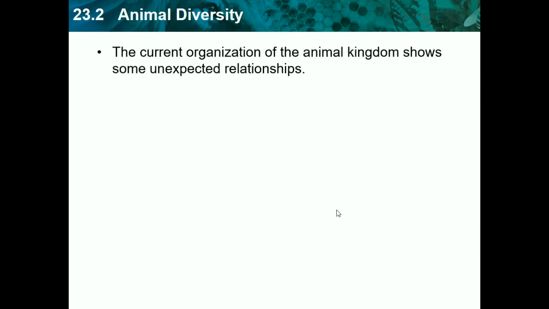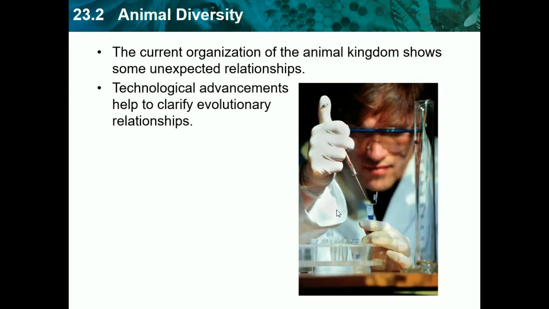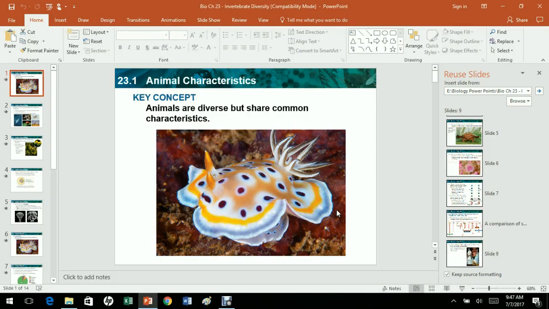The current organization of the animal kingdom shows some unexpected relationships. Technological advancements help to clarify evolutionary relationships. So that's the end of what we're going to do for chapter 23.